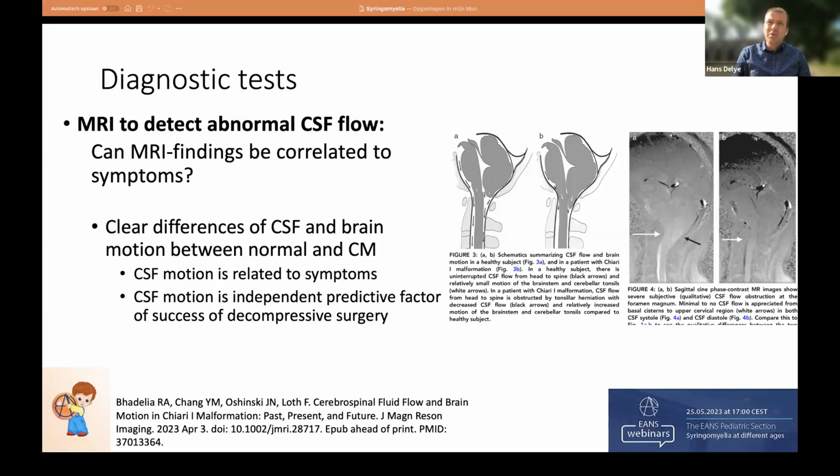On the other hand, even without clear Chiari malformations, if there is a clear disturbance of the CSF flow around the cervical junction, this would actually mean that there's a high chance of solving the patient's problems by doing decompressive surgery.